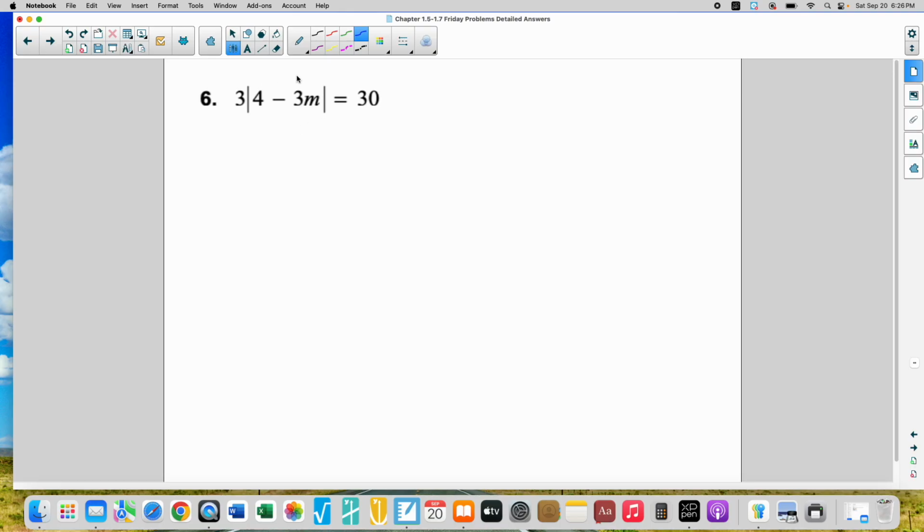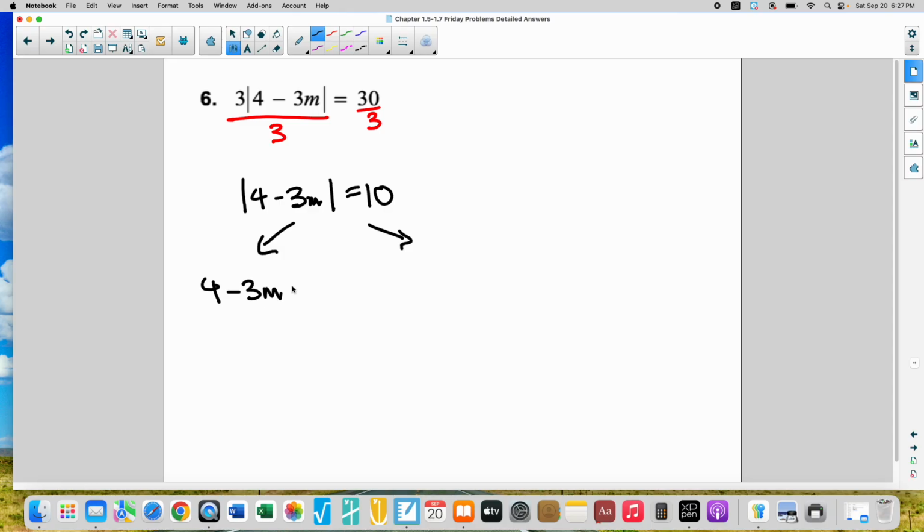Now, we haven't isolated. We got to isolate, so we got to get rid of that 3. That 3 is multiplying, so we're going to divide both sides by 3. We have the absolute value of 4 minus 3m equals 10. Write this statement. Don't start writing the two statements until you've isolated the absolute value. Once it's isolated, now you can write both statements.